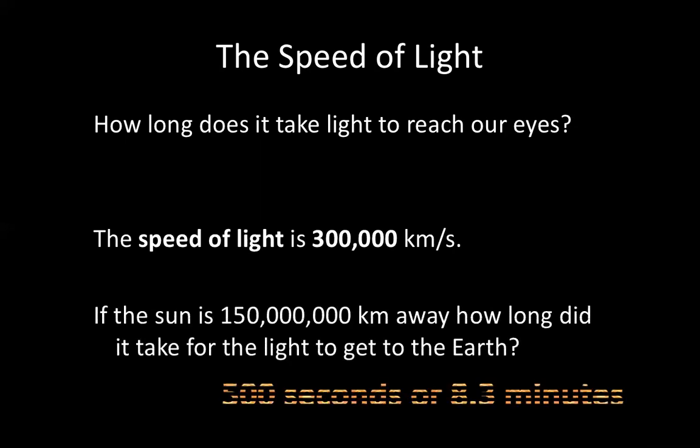So if the sun is 150 million kilometers away, how long does it take for the light to get to the earth? It takes 500 seconds, which is about 8.3 minutes.